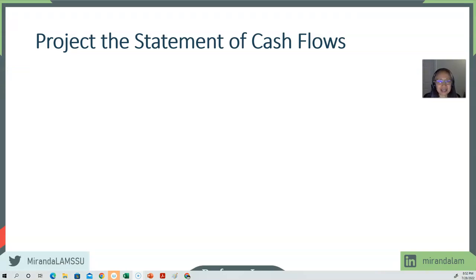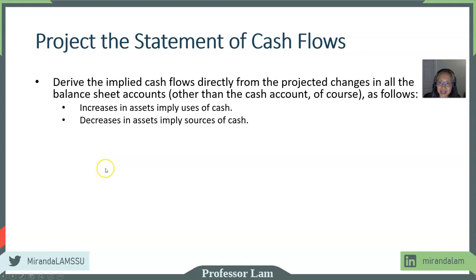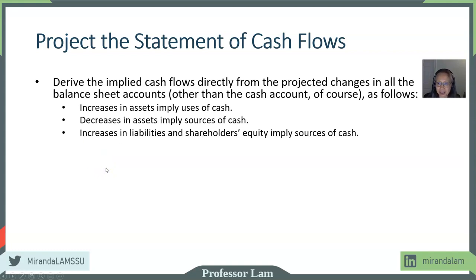Second to last part is to project the statement of cash flow. Here are some basic principles that we should be very well aware of now. Increase in assets is a use of cash. Decrease in assets is a source of cash. Increase in liability and equity is a source of cash, and a decrease in liability and equity is a use of cash.